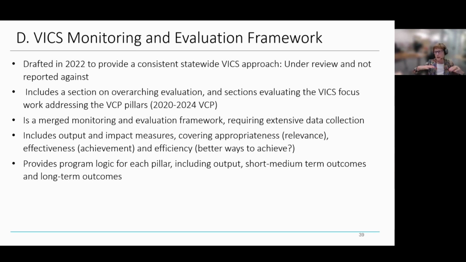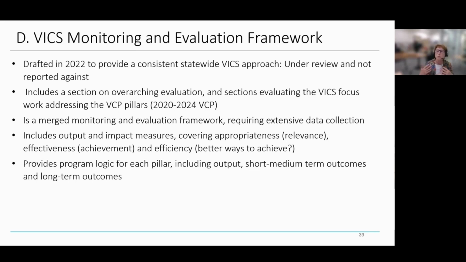This is not about demonstrating the impact of an individual project like we have seen very expertly done in the 3 projects we've seen earlier in today's session. This is about thinking at the level of the ICS or the VIX. So the VIX monitoring and evaluation framework is a merged monitoring and evaluation framework with extensive data collection requirements. So it's a very resource intensive framework to implement. It includes output and impact measures. It covers appropriateness, effectiveness, and efficiency.